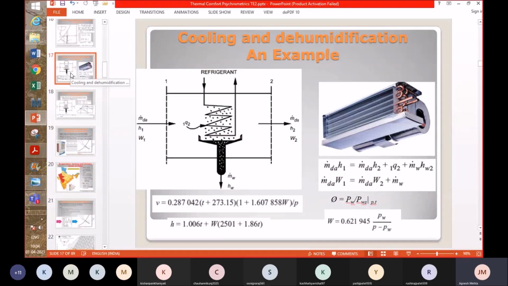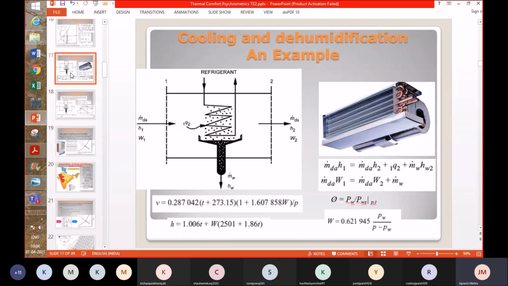So today we will be discussing the psychrometric process of cooling and dehumidification. This process is perhaps the most common process used in air conditioning, particularly in tropical countries like India. Most of the times when you use an air conditioner, you want to reduce the temperature of air, and simultaneously you also want to remove moisture from air. So this process is cooling and dehumidification.